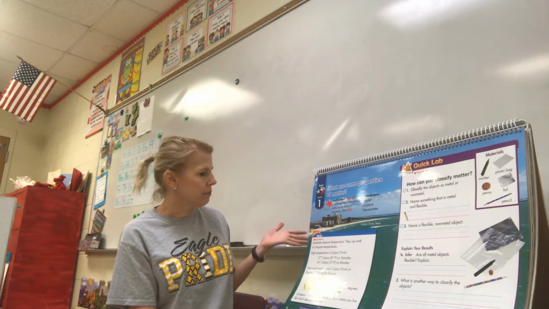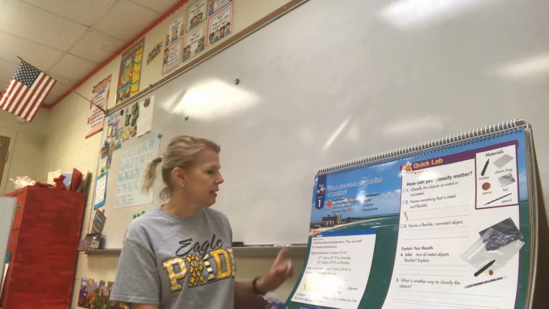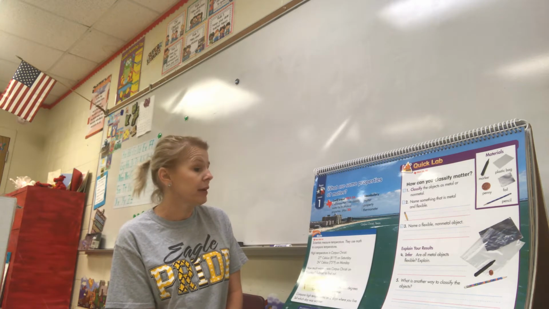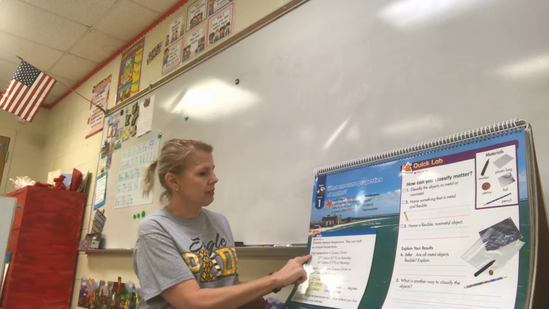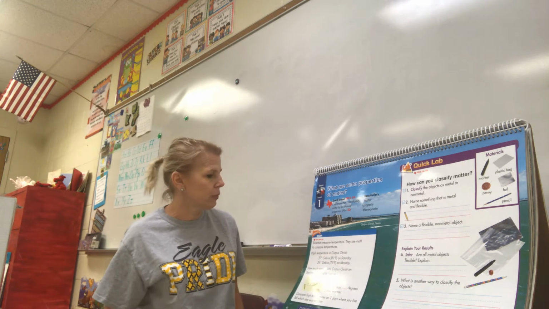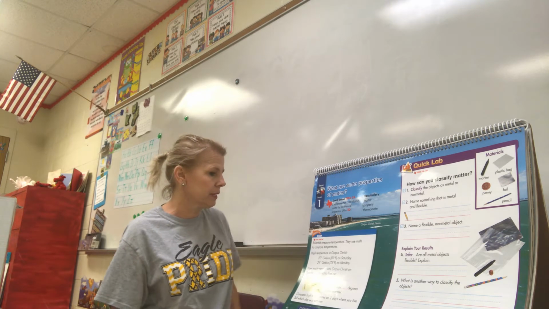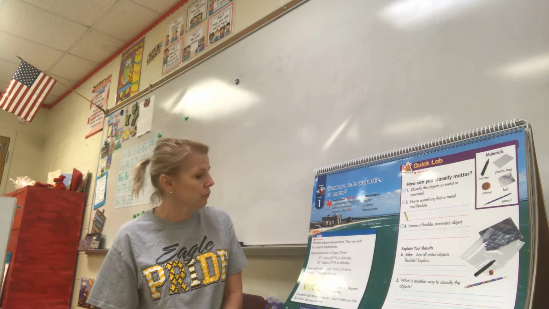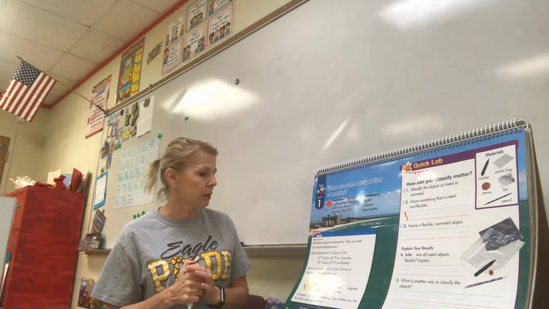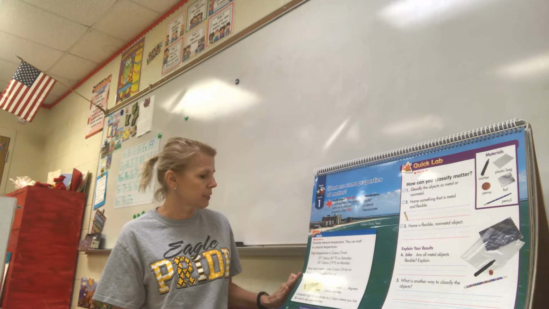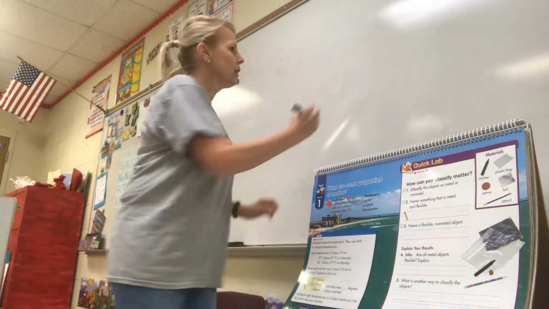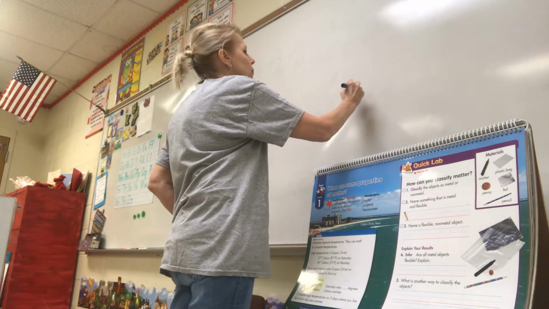So our Connect to Math today says scientists measure temperature. They use math to compare temperatures. And these are high temperatures in Corpus Christi. We have 27 degrees Celsius on Saturday and 24 degrees Celsius on Monday. It says, how much warmer was Corpus Christi on Saturday? Subtract to find out. So we're gonna work this problem.